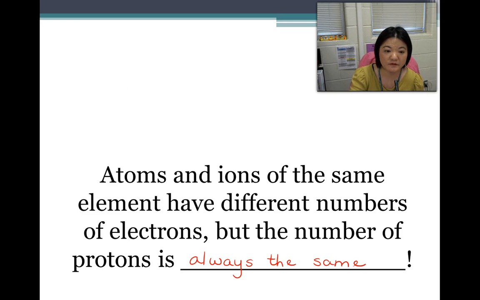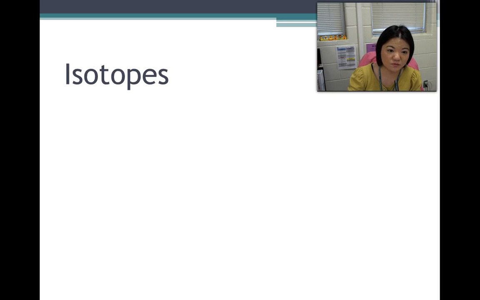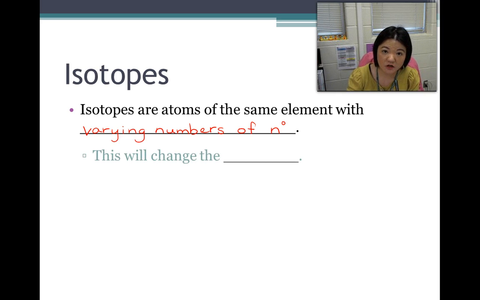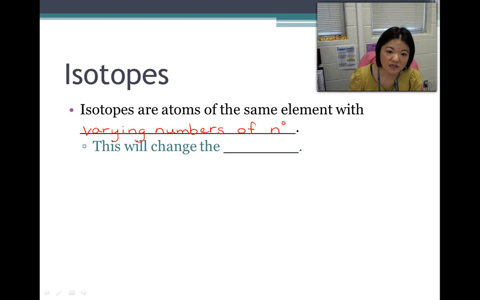Okay, isotopes. Isotopes are atoms of the same element with varying numbers of neutrons. So their neutron numbers are different. Now since their neutron numbers are different, that's not going to change the charge, but it's going to change the mass. So that's going to change our mass number.